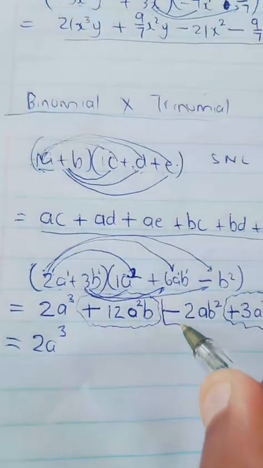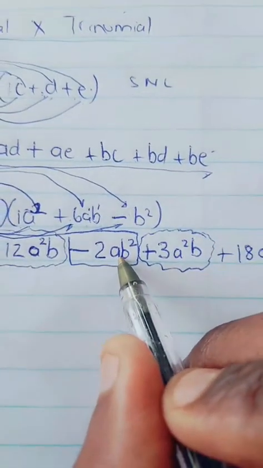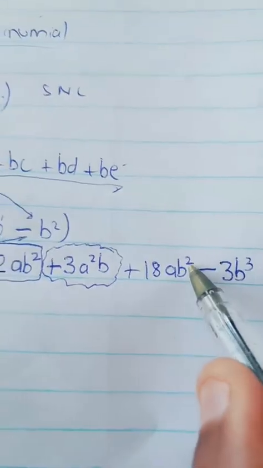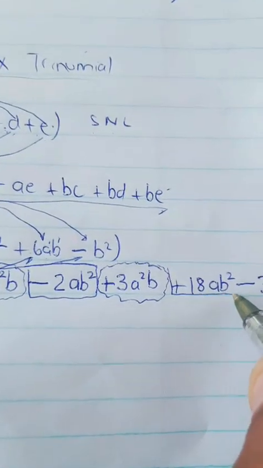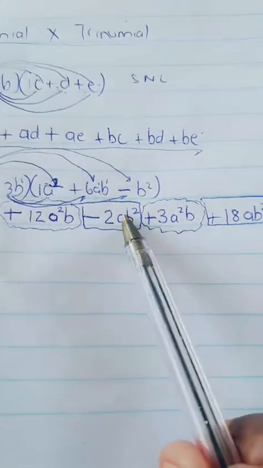What about minus 2ab squared? Where is minus 2ab squared's friend? It's here. It's plus 18ab squared. So they are friends. So I can see these are like terms.